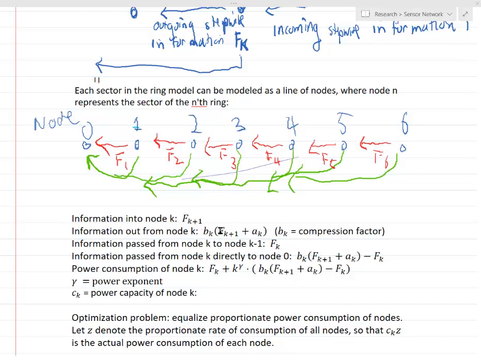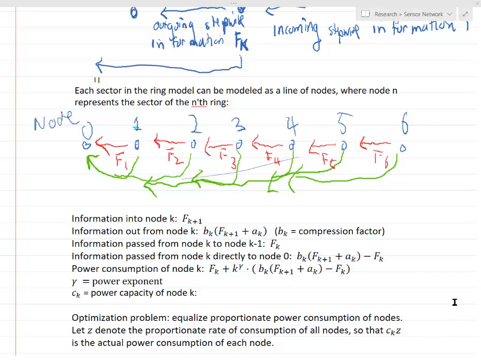We also have the power. I have the power from the stepwise transmission that goes from k to k minus 1. That's Fk. And then I also have the power for the information that goes directly to node 0, which is this term here. All right. So this is the same thing. In the previous figure, I used n instead of k, but everything else is the same.